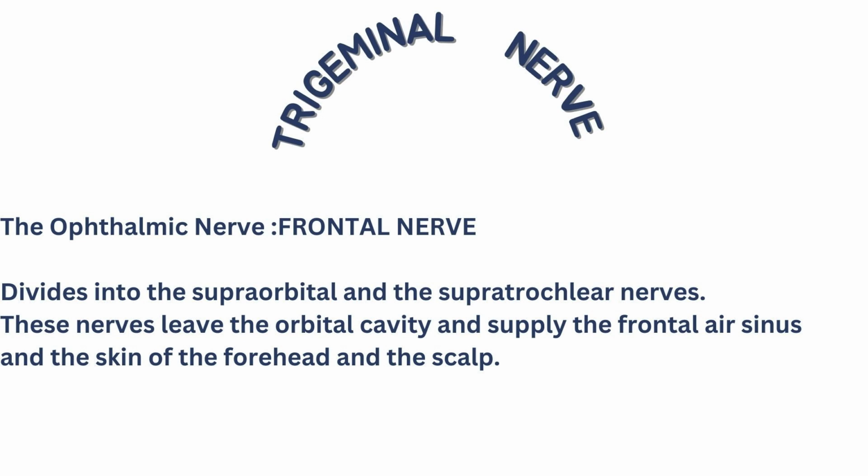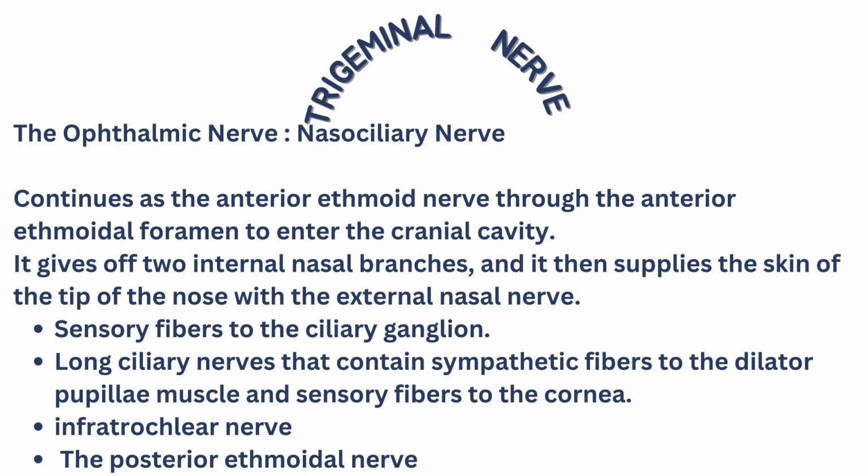and supraorbital nerves. Then we have the nasociliary nerve that continues as the anterior ethmoidal nerve and enters through the anterior ethmoidal foramen to enter the cranial cavity. It gives off two internal nasal branches that supply the skin and tip of the nose with the external nasal nerve.